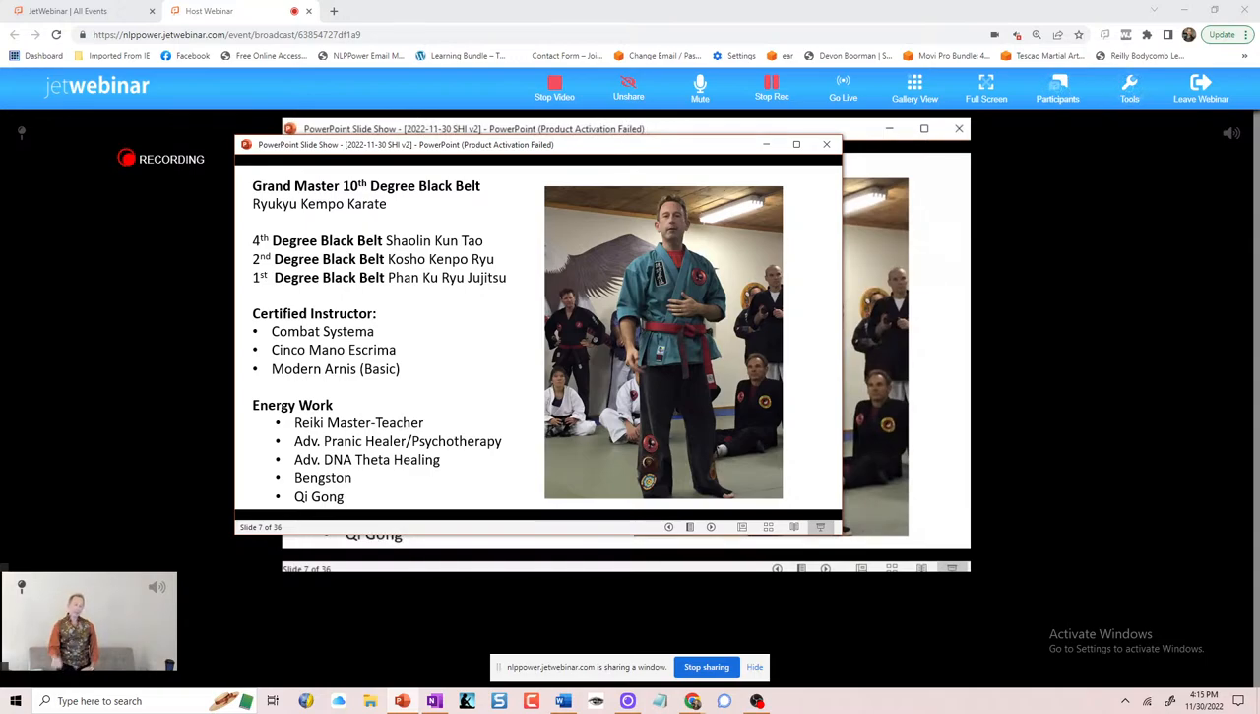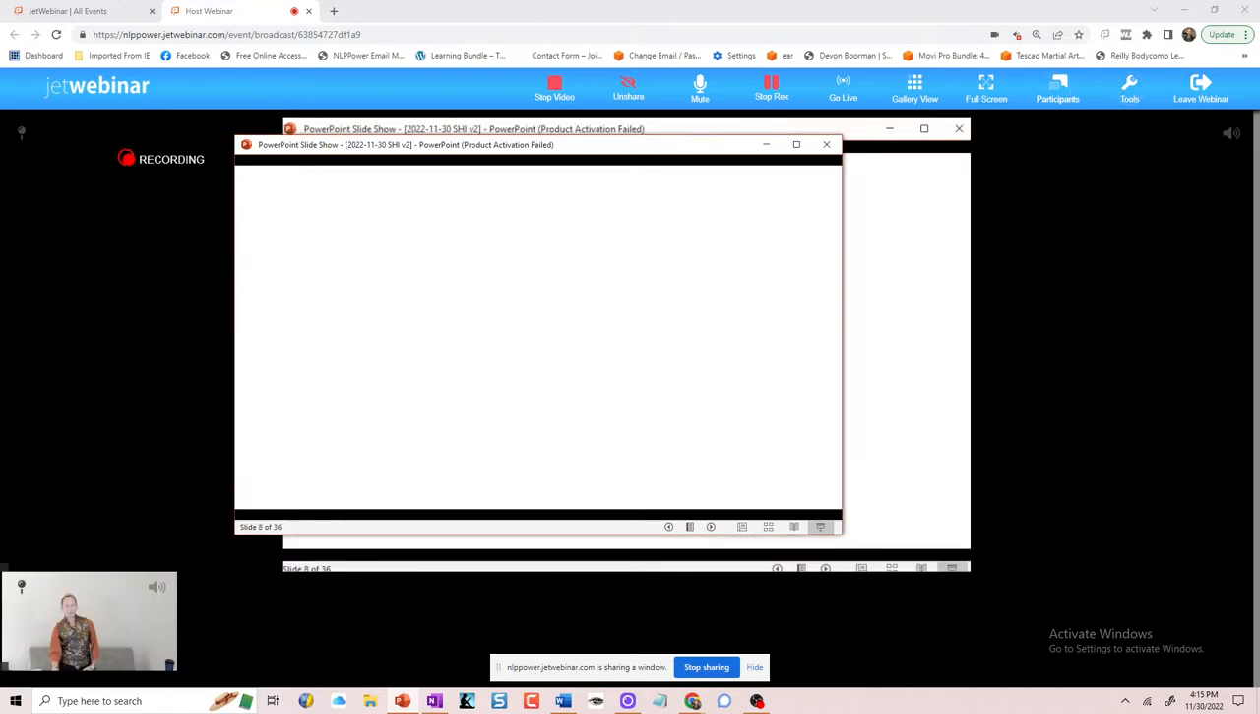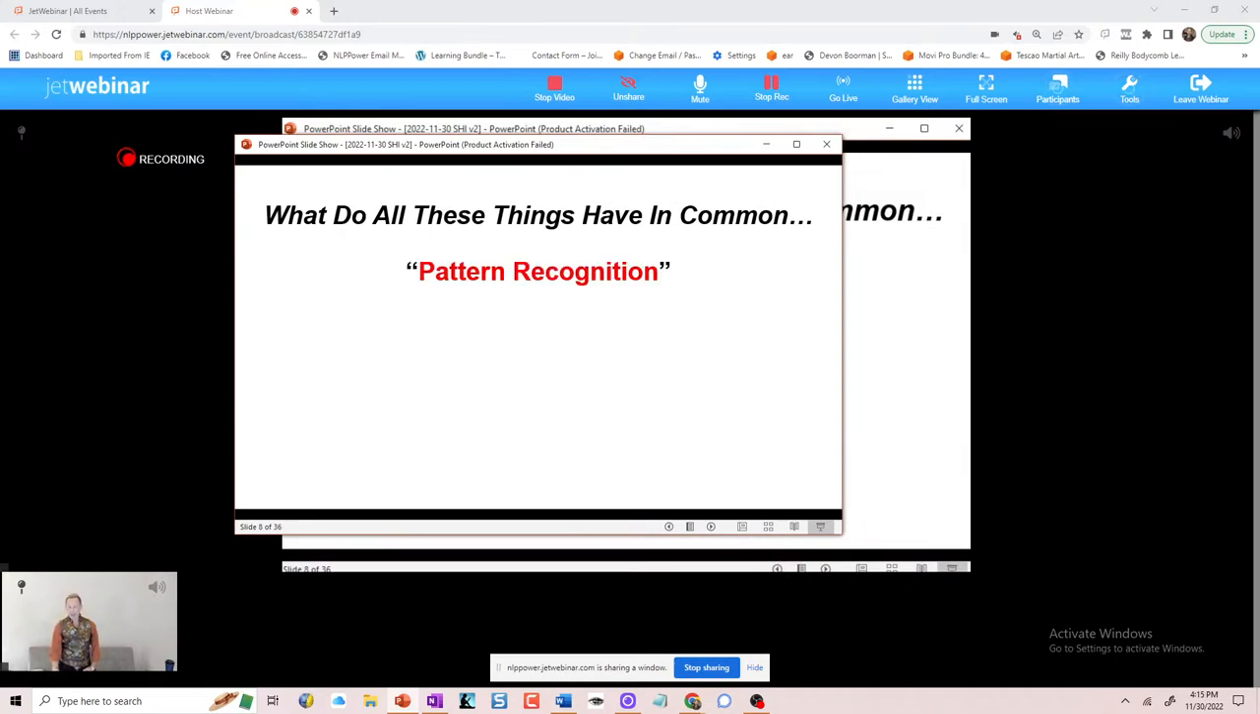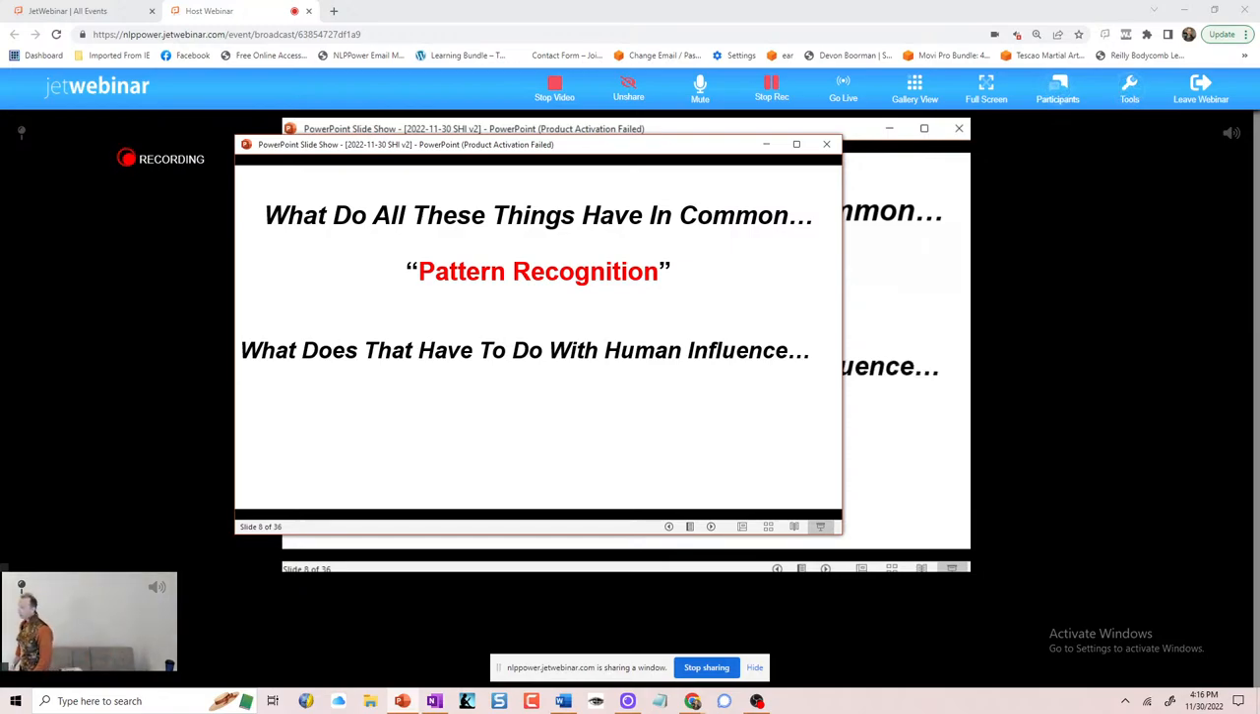Now, what's interesting is when you look at all this stuff, the Oriental medicine and the human influence, which is obvious, but the martial arts and the energy work and all this stuff, people often ask, what do these things have in common? And that's pattern recognition. But what do all these things actually have to do with the art and science of human influence? And the truth is, pretty much everything.